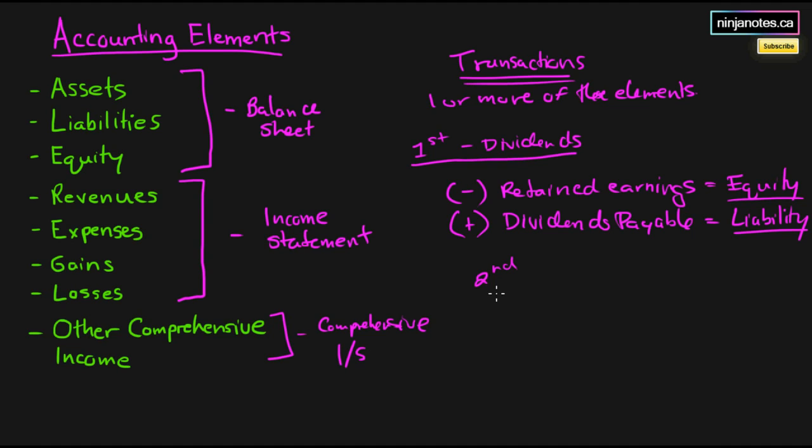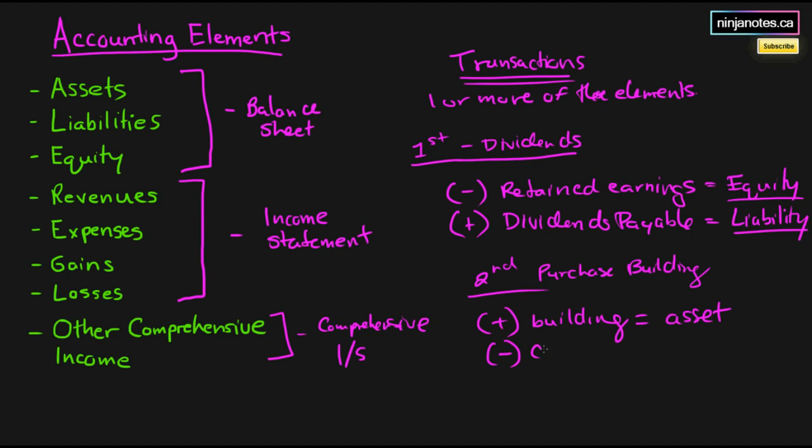Let's do another one. Let's do a simpler one. Let's say we purchase a building. If we purchase a building, we're going to be recognizing an increase in the building account, which is an asset, and we're going to be recognizing an outflow of cash, which is an asset. So in this case, this transaction only affected one element. It only affected the asset element. Alright, so transactions don't always have to affect all elements. They just have to affect one or more.